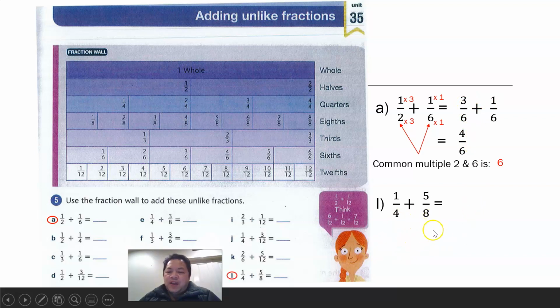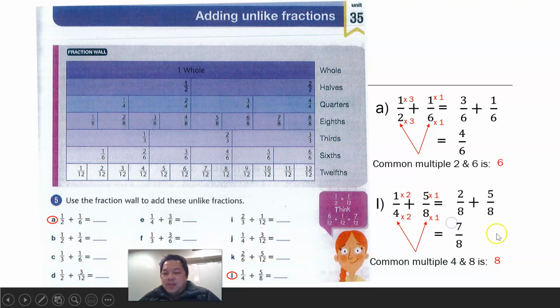So let's move on to the next one. 1 quarter plus 5/8. Again, looking at the two denominators, 4 and 8, the common multiple of 4 and 8 is actually 8. So how do I get 8? Over here, 4, I'm going to multiply by 2. Whatever I do to the denominator, I do the same to the numerator. For this case, because it's an 8, there's no change to the fraction on the right. So 2/8 plus 5/8, that's how I get 7/8. These two questions are pretty straightforward because they are simple fractions, even though they are not simplified for the first case, but it doesn't matter at this point in time.